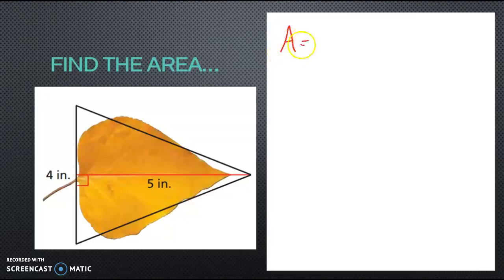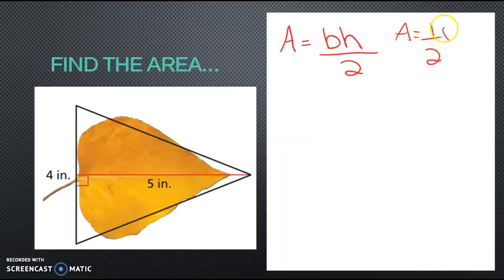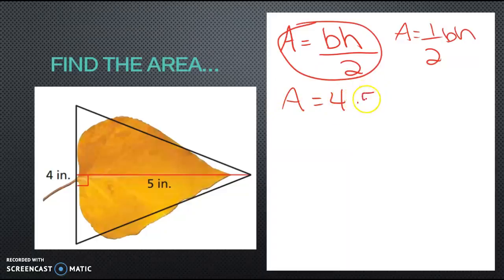So just like all the other ones, our formula has not changed. For all of these, this is the formula I've been using, but if it works better for you, you can also use this formula. But I'm going to use this one. So we have base times height over 2, so our base is 4, our height is 5, and we have to divide it by 2 still.